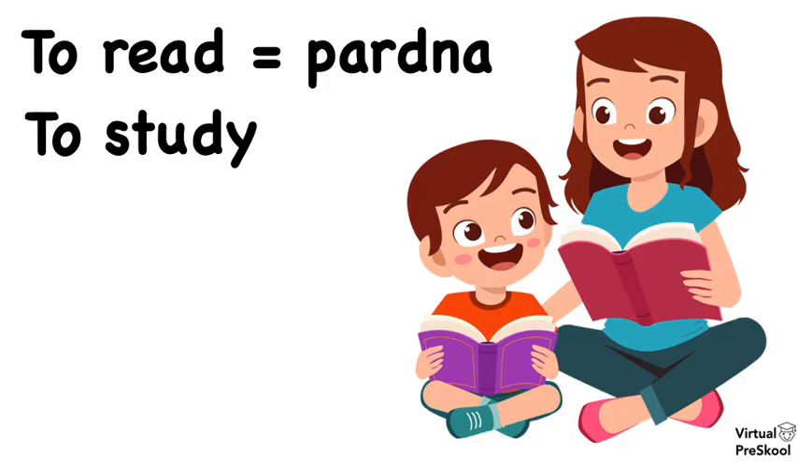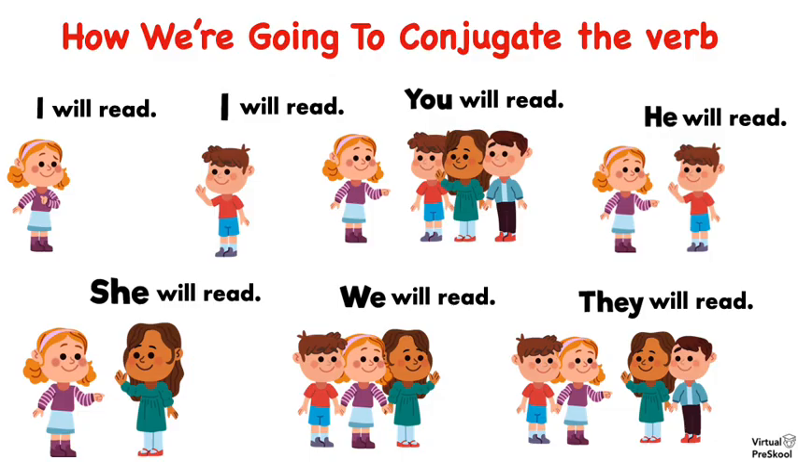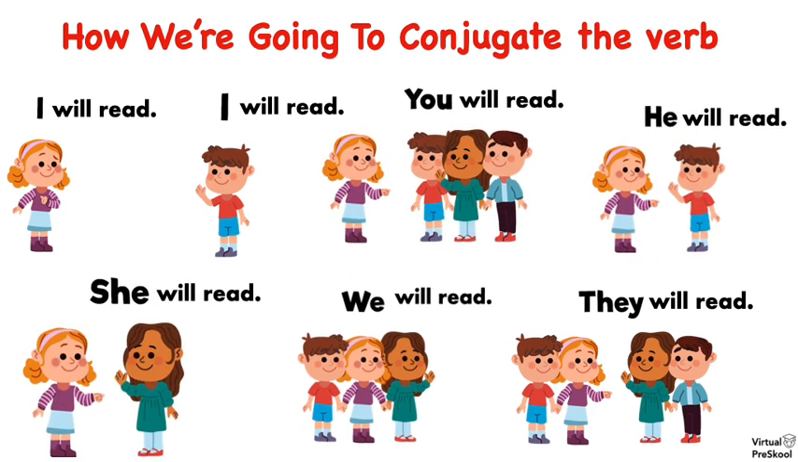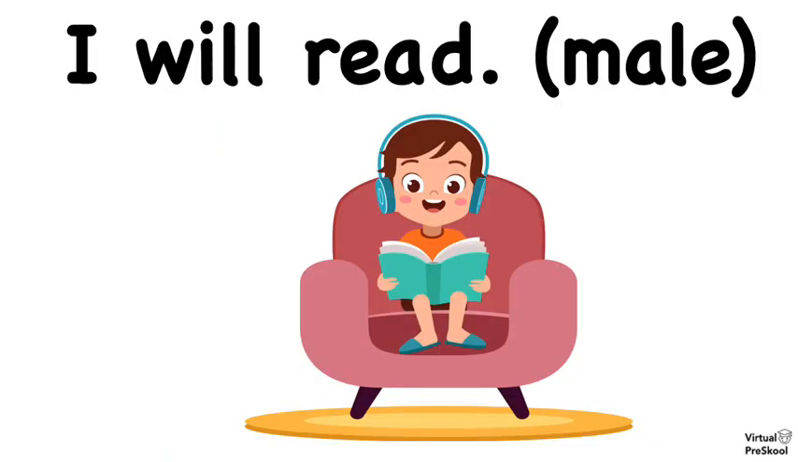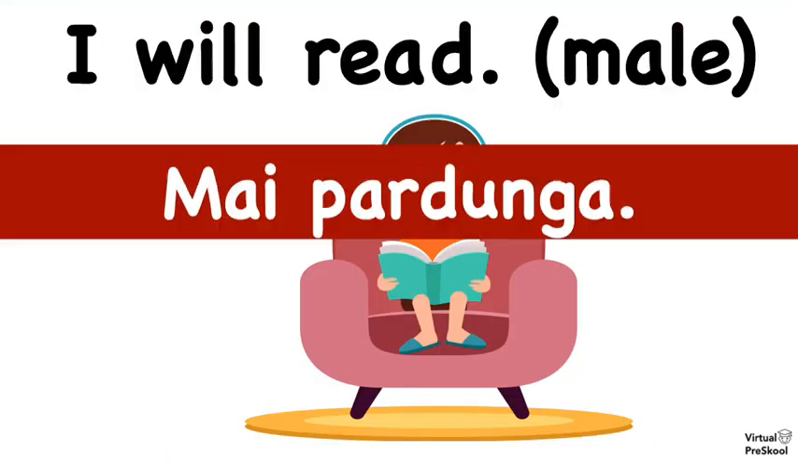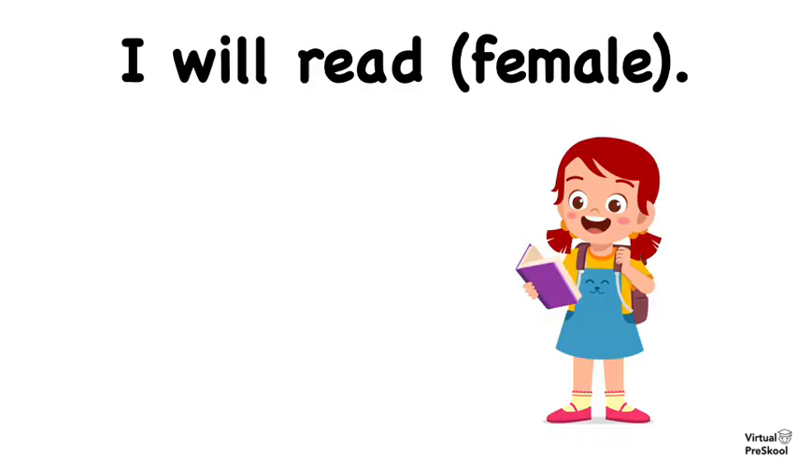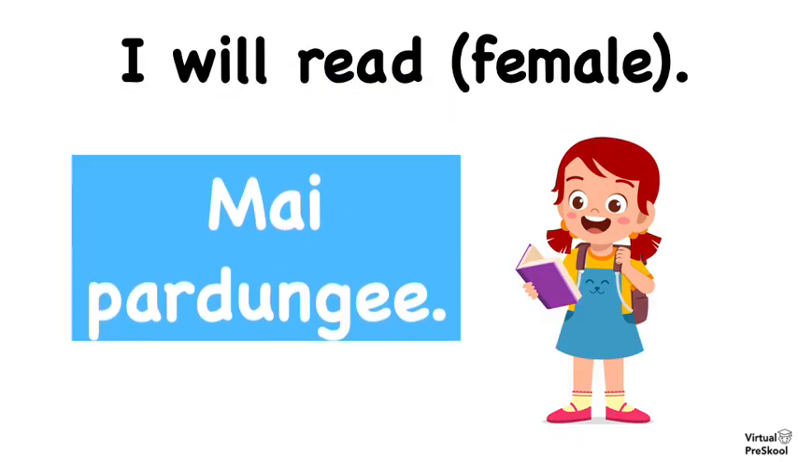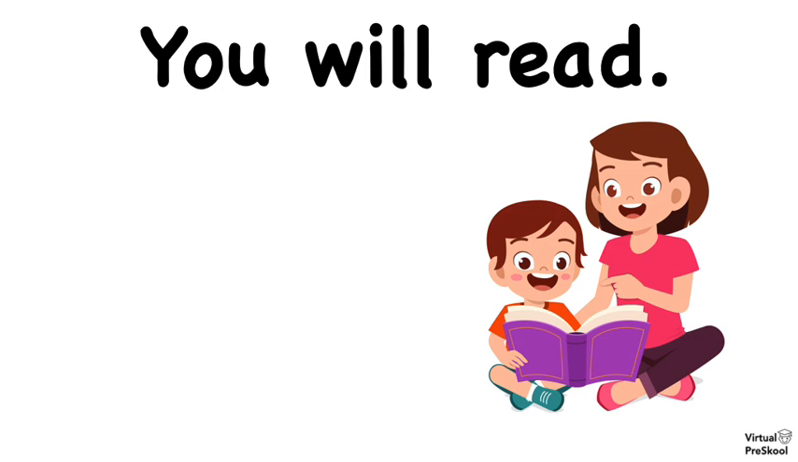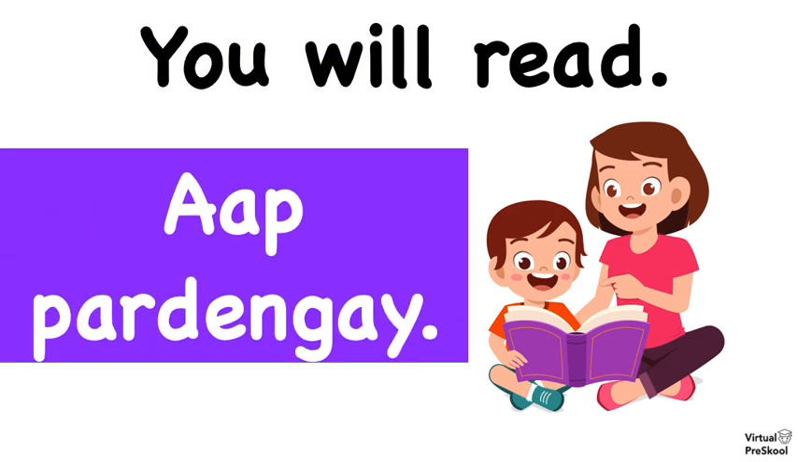We're still conjugating padna, which is to read or to study in Hindi. And now we're going to conjugate the verb into each of these sentences. I will read for a female. I will read for a male. You will read. He will read. She will read. We will read. And they will read. I will read for a male. मैं पढ़ूंगा. Same sentence for a female. मैं पढ़ूंगी. You will read. आप पढ़ेंगे.